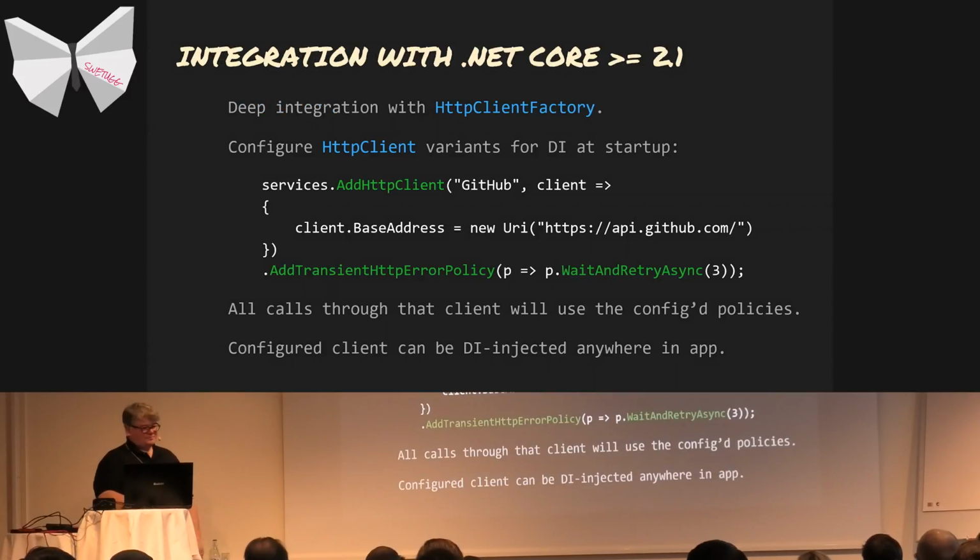So .NET Core 2.1. This is how easy it is. You just add in your startup an HTTP client service, and you can add a different HTTP client for each endpoint that you want to handle differently with different policies. So in this case, here's one for GitHub. We want to add transient HTTP error policy, wait and retry, async 3 times. And so that comes right into your HTTP client automatically. Very cool.